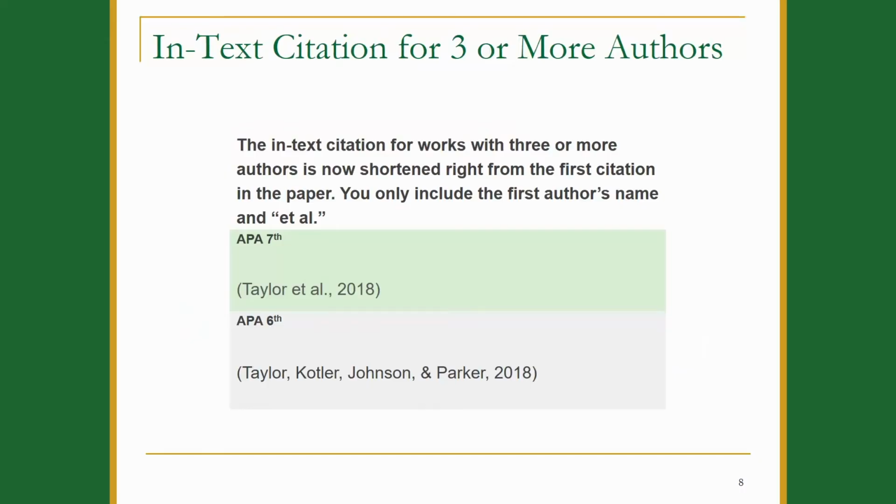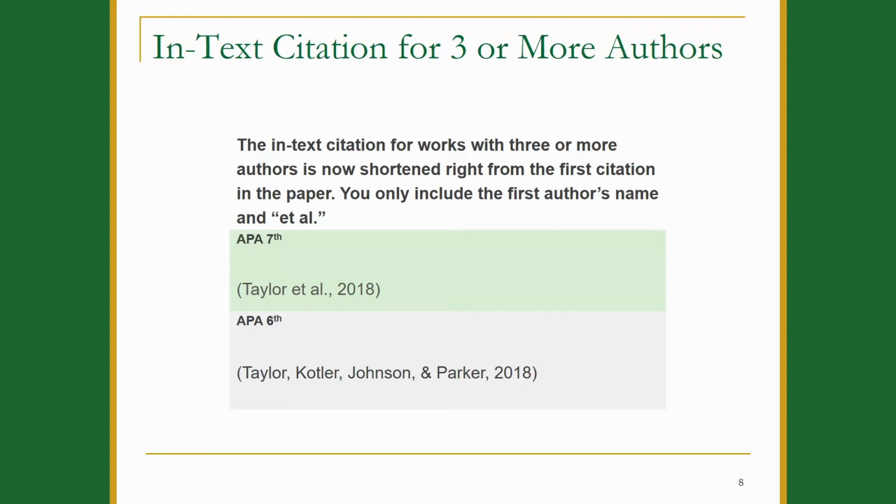This is something that's going to come up right away when you start citing your sources. As you know, it's very common for sources to have certainly more than 1 author, and certainly they can have many authors. But here's the new rule about 3 or more authors. For the in-text citation for works with 3 or more authors, you're now going to shorten it right from the very first citation in the paper. You only include the first author's name and et al.